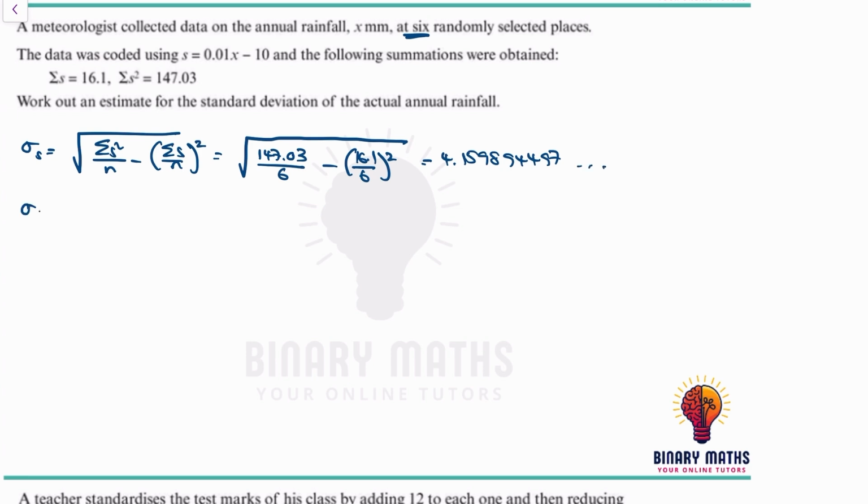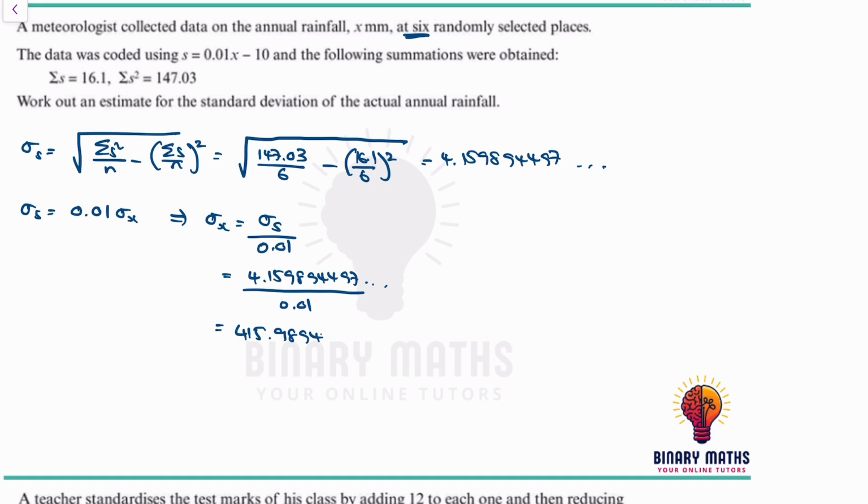Now if we look at it, sigma of s, so remember standard deviation is only affected by multiplying and dividing, so it's just going to be 0.01 times sigma of x, which implies sigma of x, which is the original data, the standard deviation of the original data, is equal to the standard deviation of the coded data divided by 0.01, which means we get 4.159894497 divided by 0.01, which actually makes it 100 times bigger, which means we get 415.9894497, which is, when rounded, 415.99.